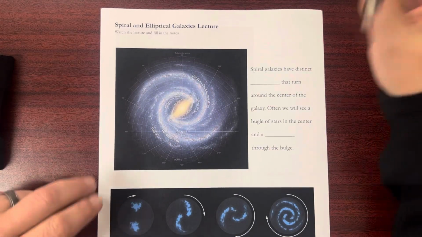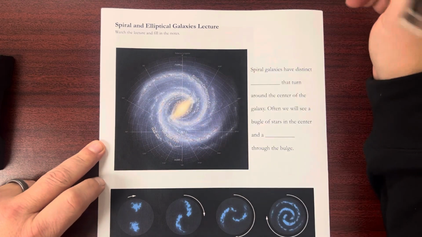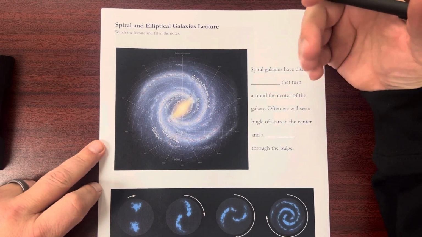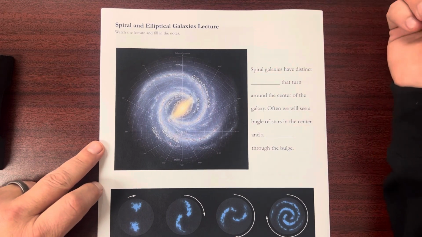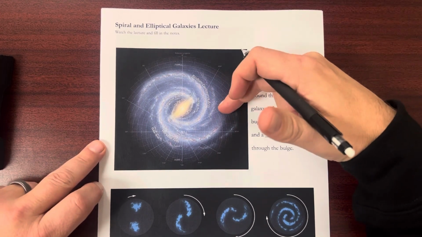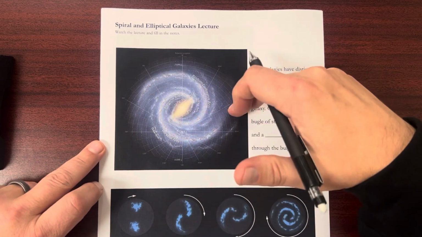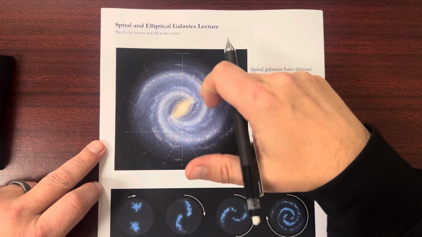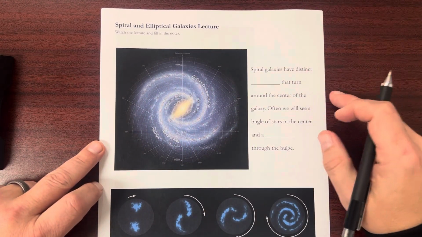Hello, I'm going to go over this lecture, Spiral and Elliptical Galaxies, and we're just talking about some of the obvious features that we see with each of these galaxies. Now remember, galaxies are made up of billions of stars. So this whole image that we see of this galaxy, those clouds are stars, billions of them.